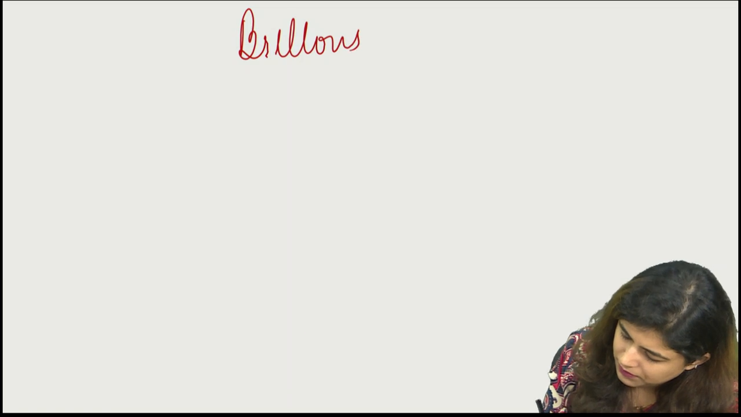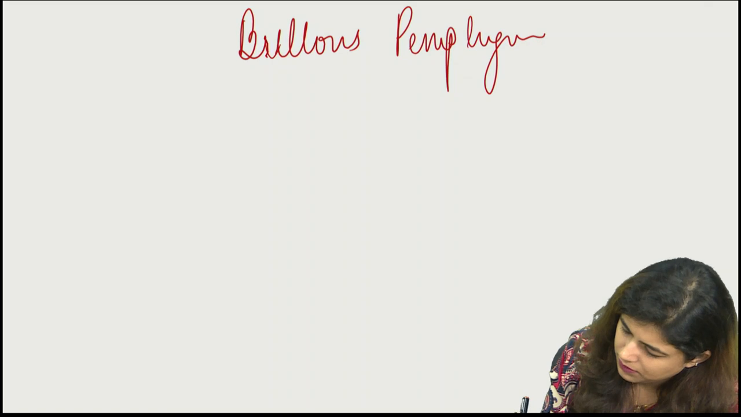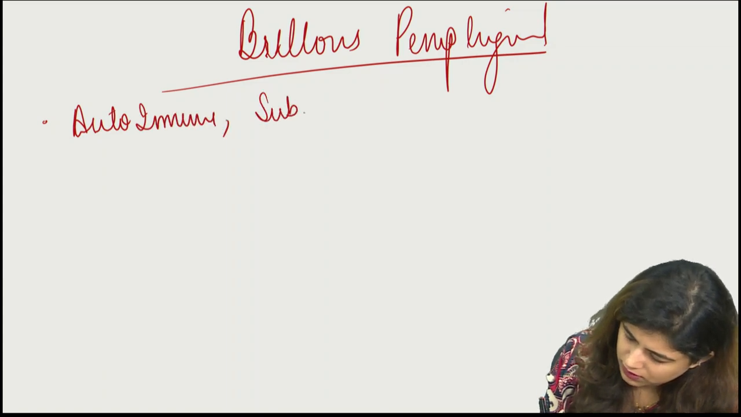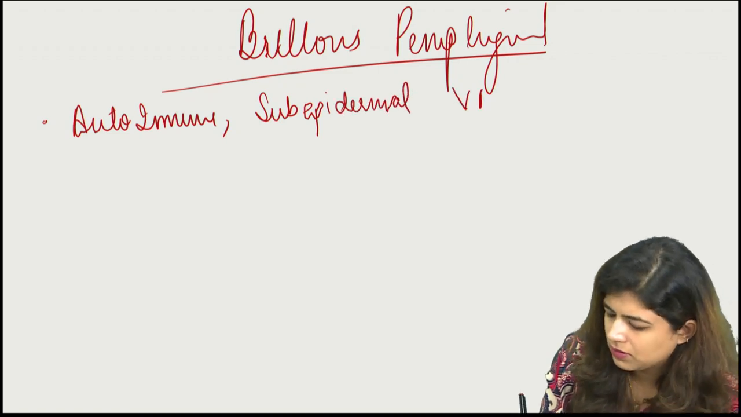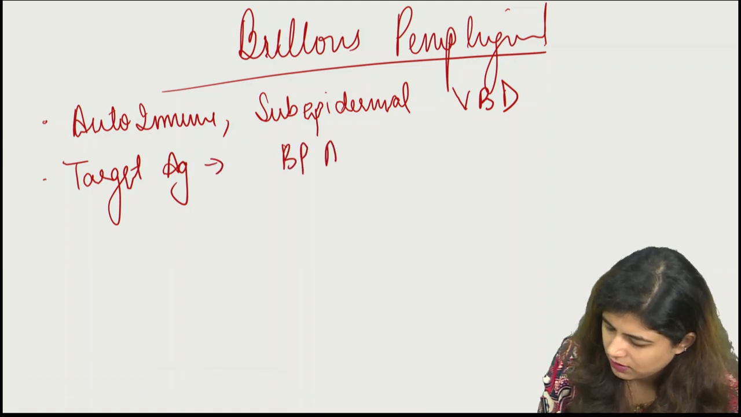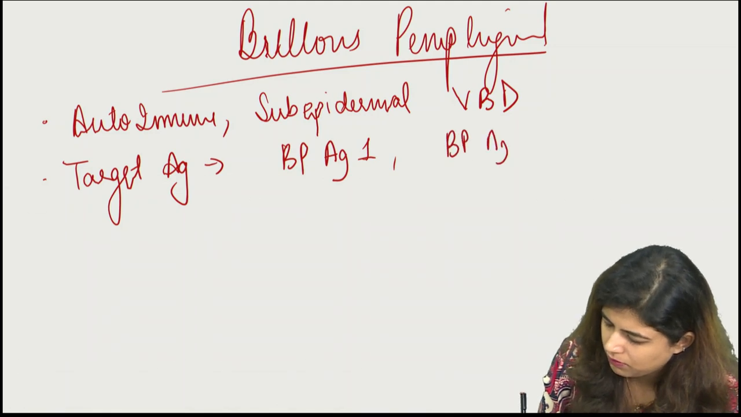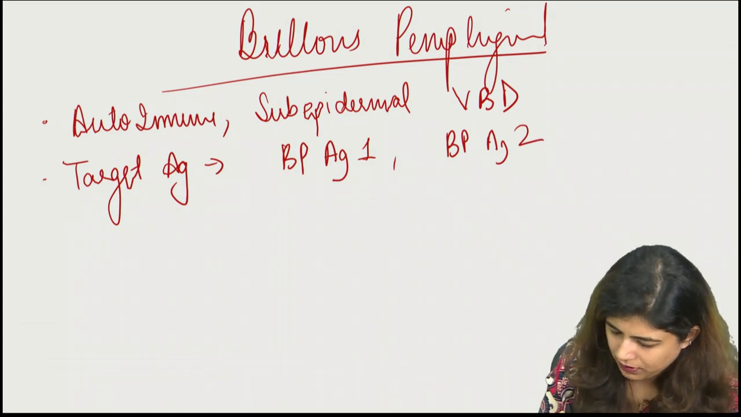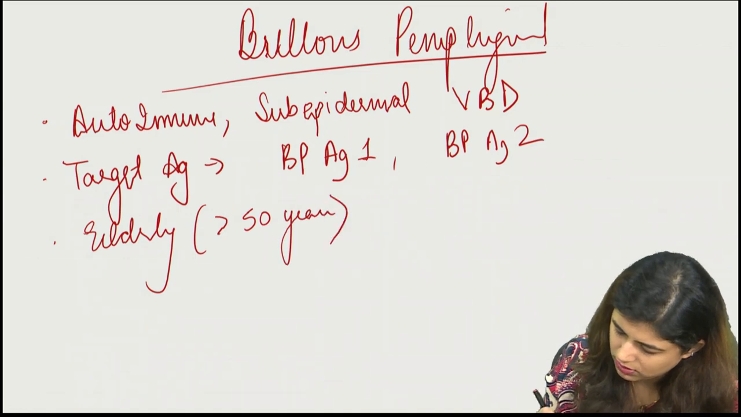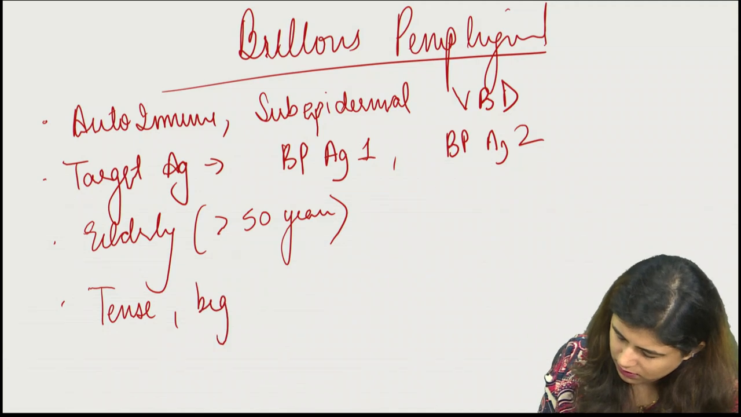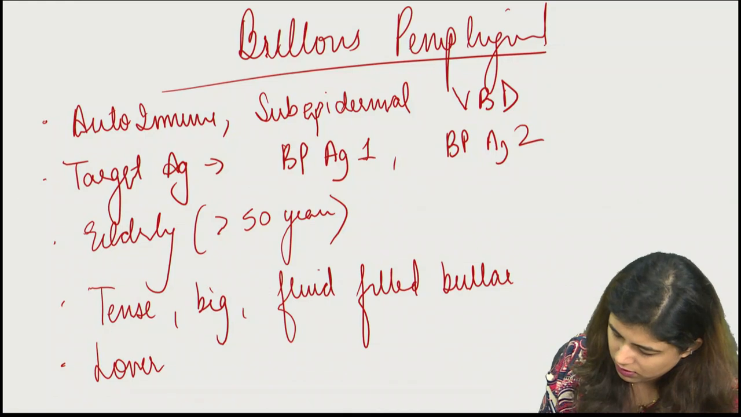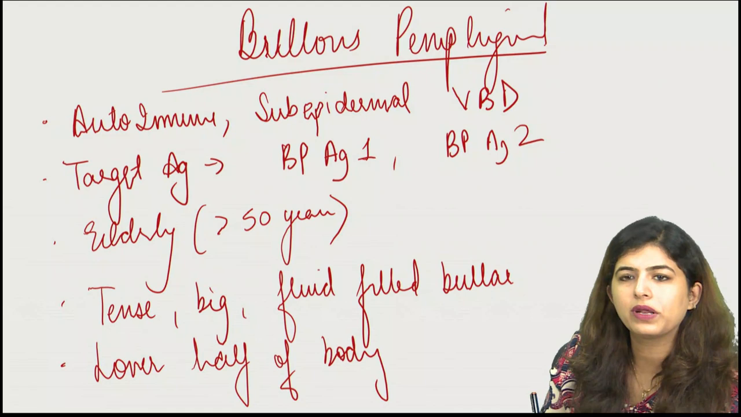What is bullous pemphigoid? This is an autoimmune subepidermal vesiculobullous disorder. What is the target antigen here? The target antigens are BP antigen 1 and BP antigen 2. Generally seen in the elderly, patients will mostly be more than 50 years of age. Then you see multiple tense, big, fluid-filled bullae, predominantly on the lower half of the body.